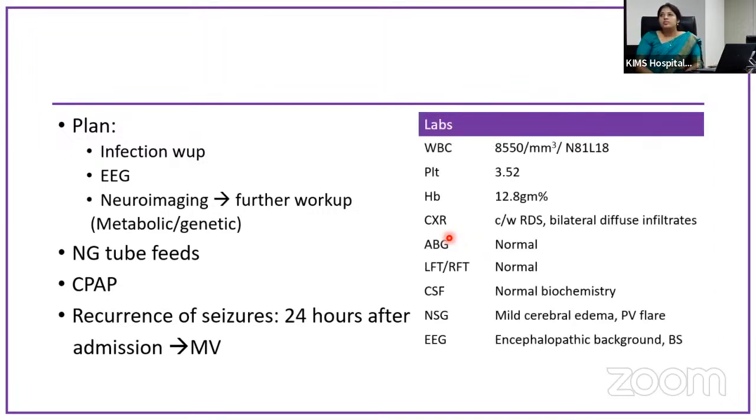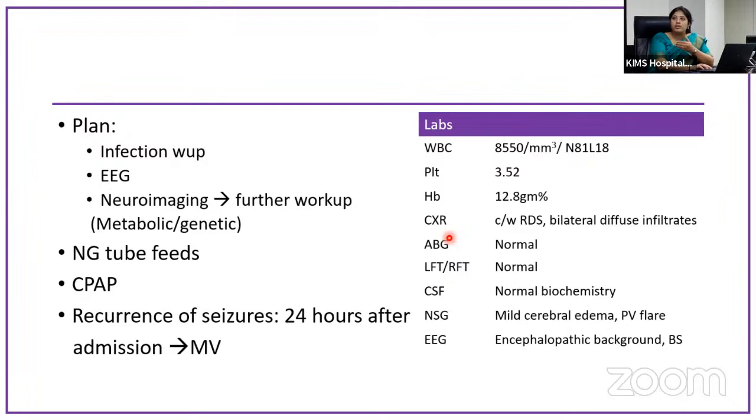So the initial labs for the child showed a normal WBC count, hemoglobin, and platelets. The chest X-ray was consistent with RDS with primarily diffuse infiltrates. The ABG, LFTs, and CSF were normal. The NSG was showing only mild cerebral edema with periventricular flare, but the EEG was showing an encephalopathic background with burst suppression.